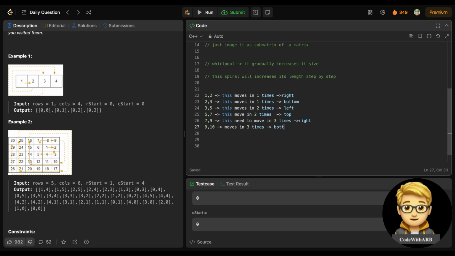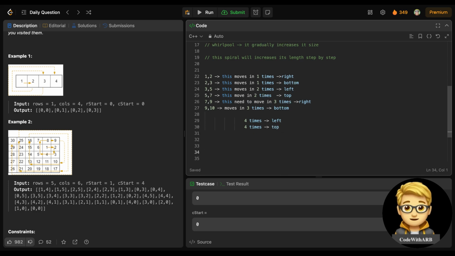In the bottom. So one thing you observe is the pattern: right bottom one time, left top second time, right bottom three times, again left top four times, four times. So basically what is happening here is that it is maintaining a pattern.